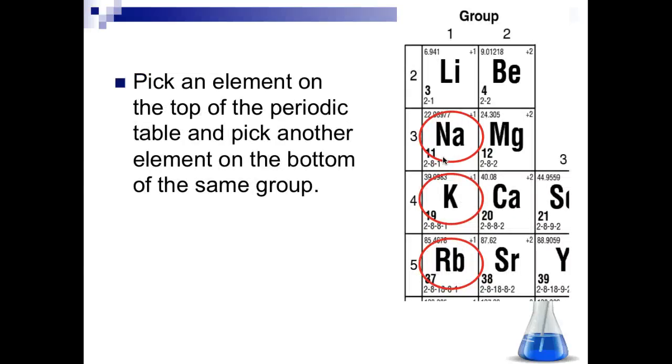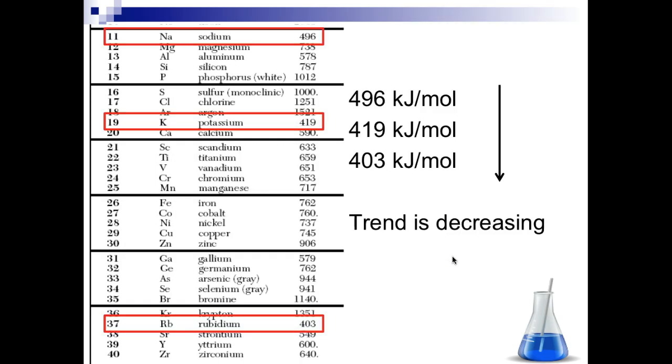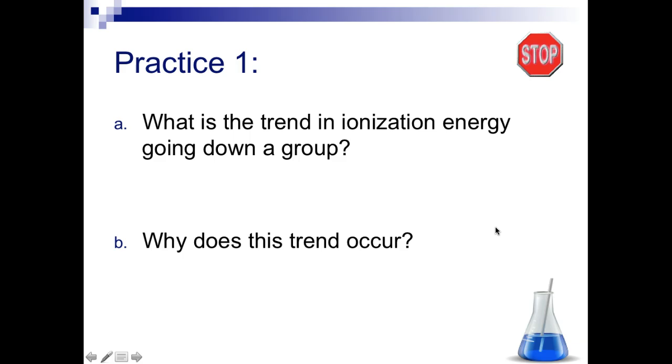So let's look. We're going to pick the elements in group 1: sodium, potassium, and rubidium. And then we are going to look at their ionization energies. Sodium is 496, potassium is 419, and rubidium is 403. This is a cutout from your table S in your reference packet. As you see, going from 496 to 419 to 403, your trend is decreasing. It's getting smaller.